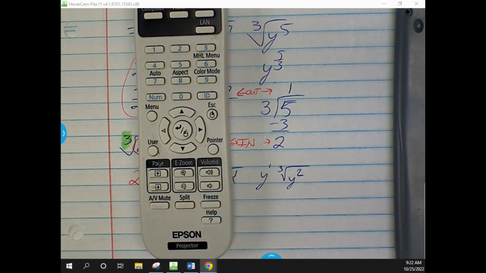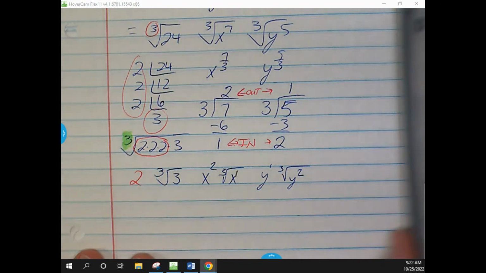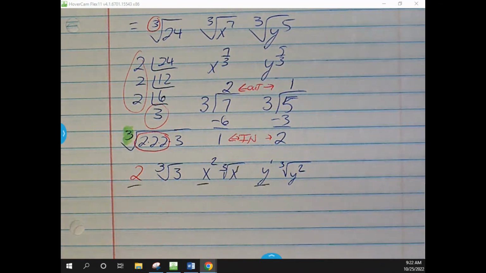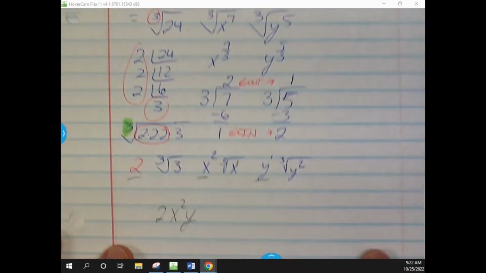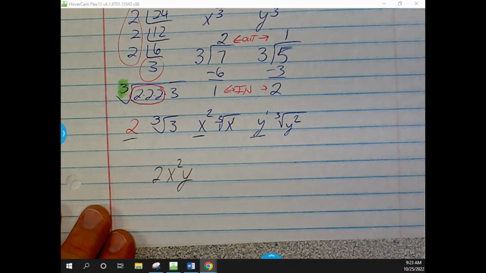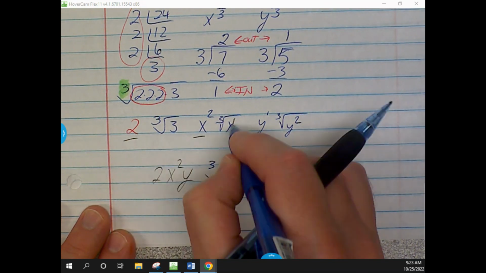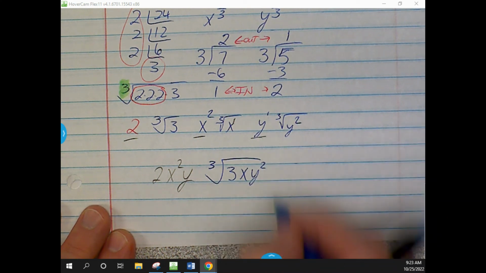Okay, and once you've done each little bitty piece, now you've got to put them all back together. Take everything that's on the outside and put it on the outside. So it's going to be 2 x squared y on the outside, because all those are on the outside. And then on the inside, you've got a 3, you've got an x, and you've got y squared.